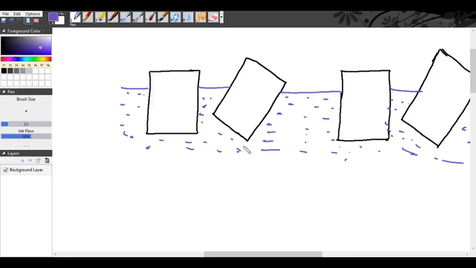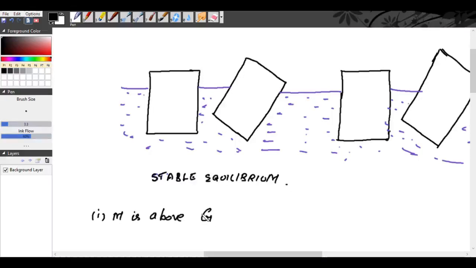So we will move on to the first case, that is stable equilibrium. For a stable equilibrium, when the metacenter M is above G, the floating body will be in stable equilibrium. So the first condition is M is above G. The metacenter is above the center of gravity.